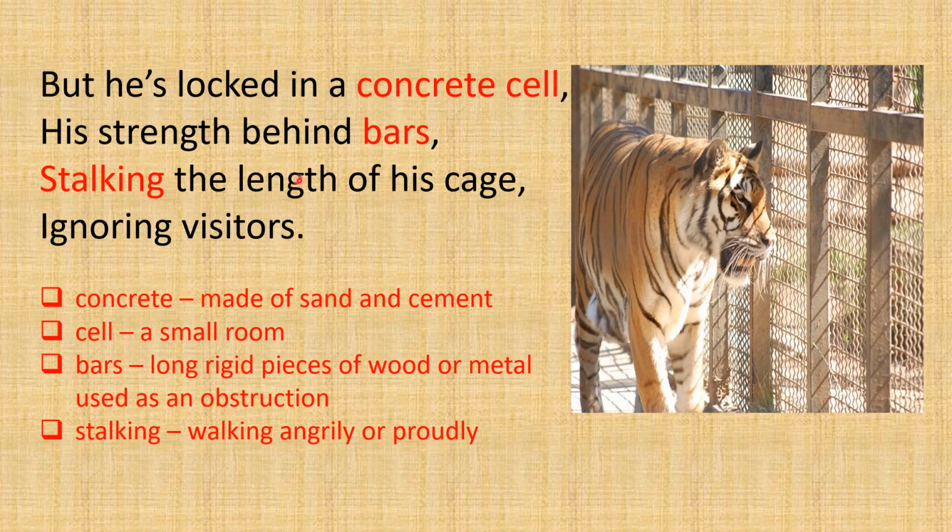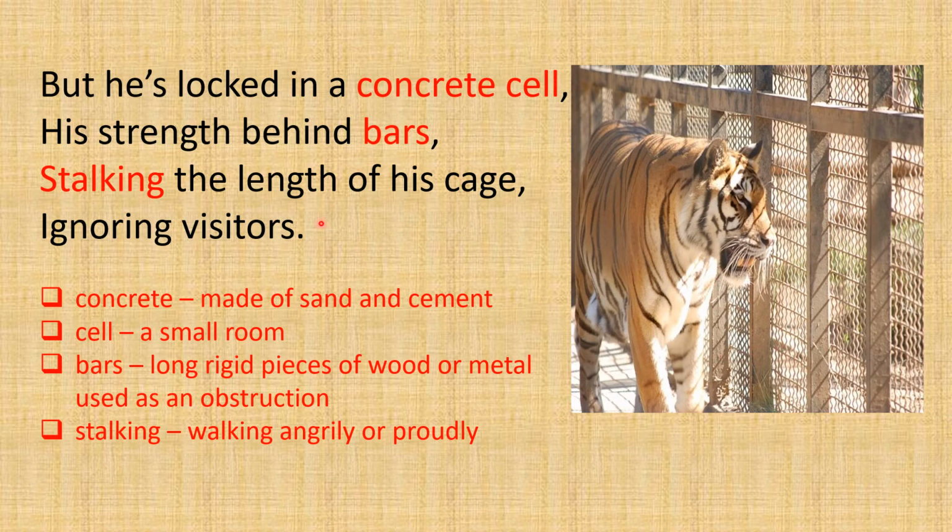His strength behind bars. This means the bars have restricted his movement and power. The tiger is now not free to behave the way he wants to behave. His power, his movement is limited because of the small area of the cage and also because of these bars. He cannot escape this area, the cage.